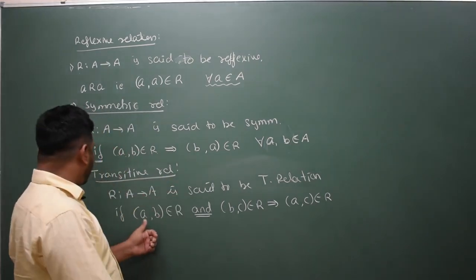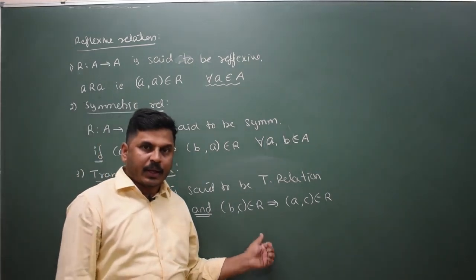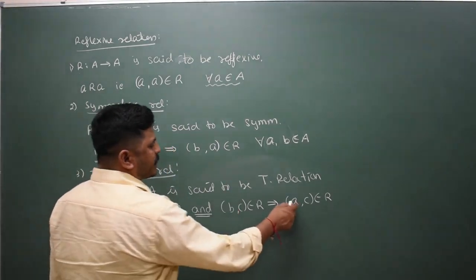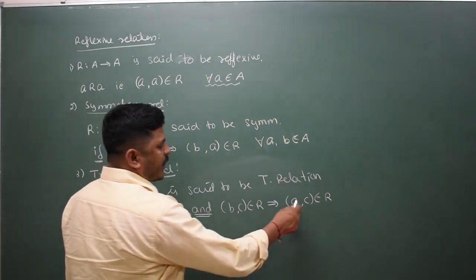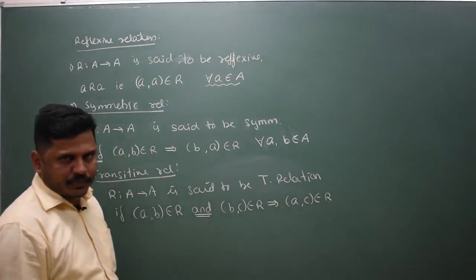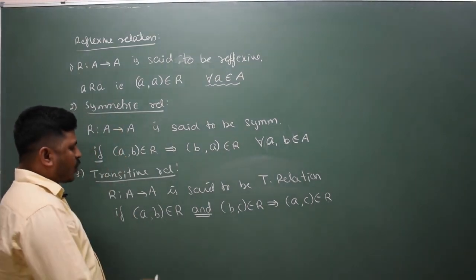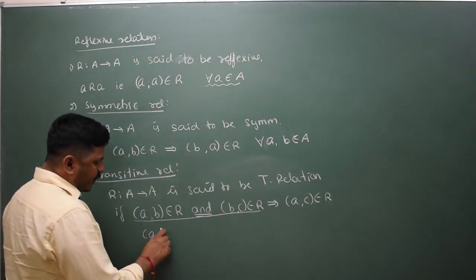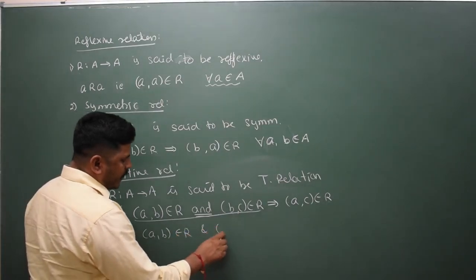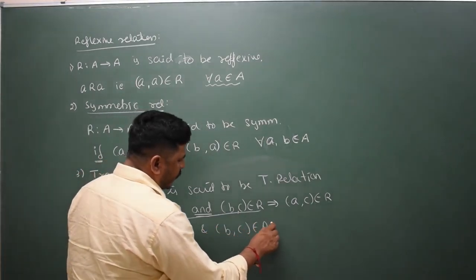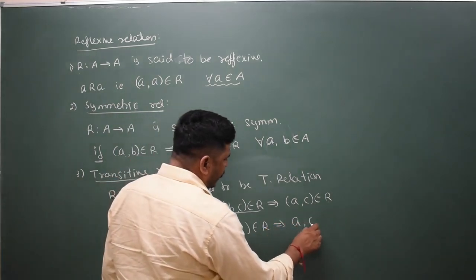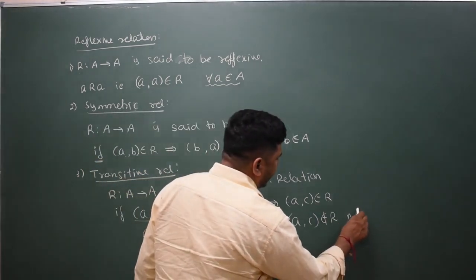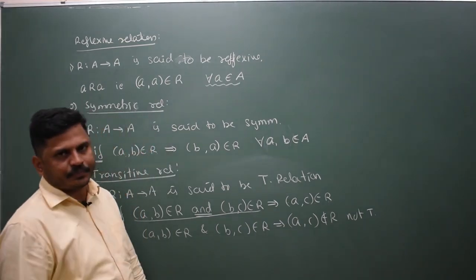If A is related to B and B is related to C, then we have to think whether A is related to C or not. If A is related to C, then it is transitive. If A is not related to C, then it is not transitive. To say not transitive, both of these must exist: A related to B and B related to C, that implies A not related to C. Only then can we say it is not transitive.